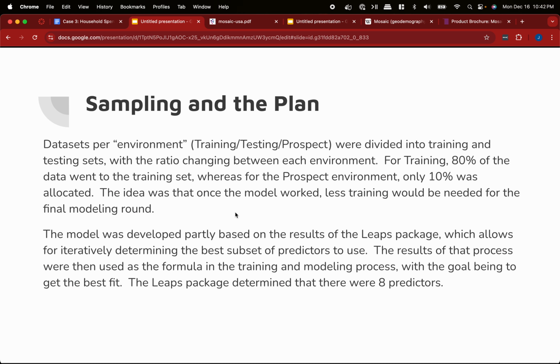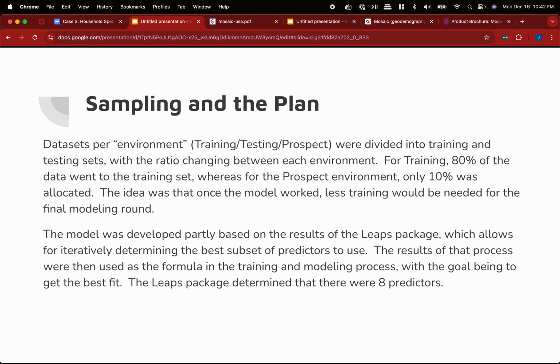The data sets were per environment. There were 3, training, testing, and prospect, divided into training and testing sets, and the ratio was changed between each environment. For training, we wanted a majority of the data, 80%, to go towards the training, whereas for the prospect environment, I only allocated 10%. The idea was that once the model worked and had been gone through multiple times between training and testing sets and then finally getting to the prospect, less of the training would be needed for the final modeling round.